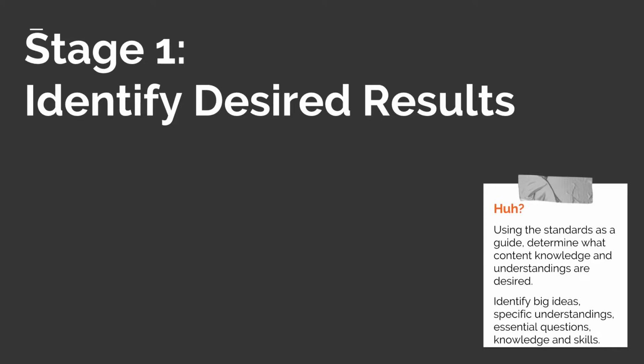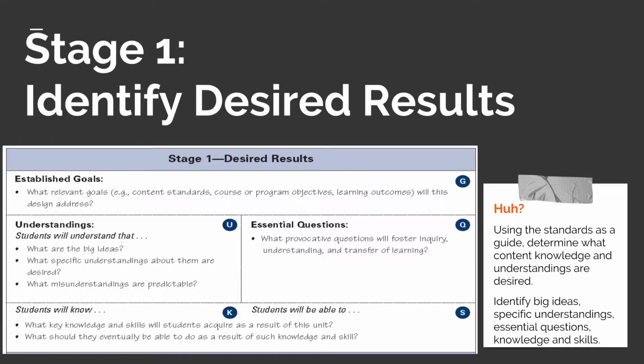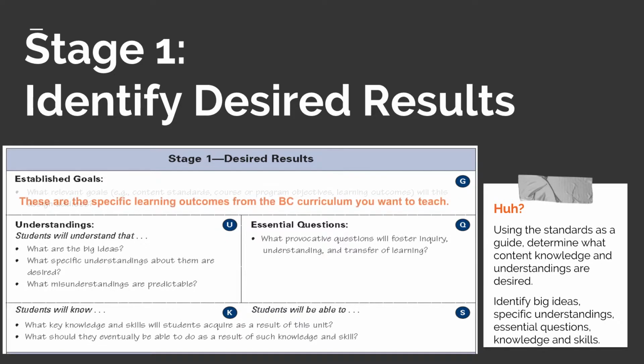So stage 1. First up, we identify our desired results. So the first bit there that you see about established goals will be the curriculum standards that you hope to cover. And they go first, right up at the top, so that you don't forget.